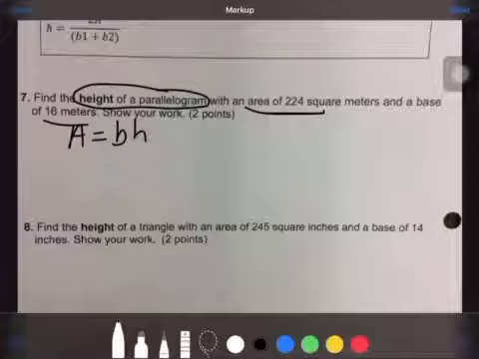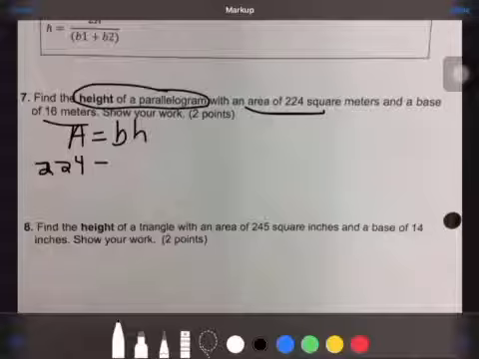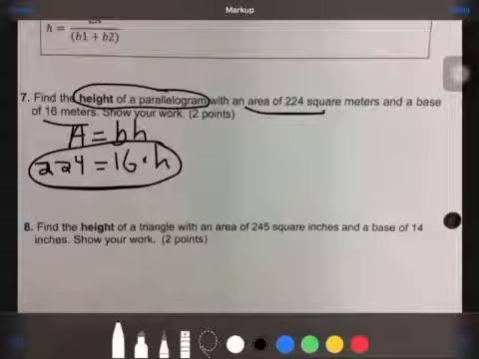We're missing the height. So all I'm going to do is I'm going to rewrite my area. I'm going to put 224. So I have 224 in for the area. And I know my base is 16, and it's an unknown height. So basically I have an equation here. I'm going to circle that, guys. We've been looking at equations all year. I should be able to solve that. I'm going to go right up here and solve it.